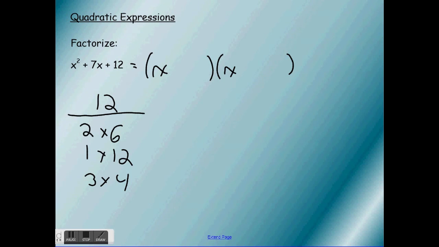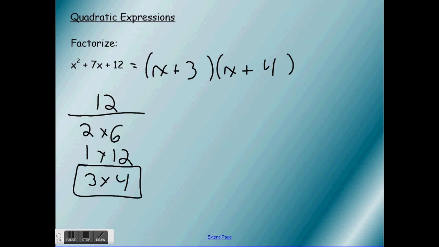Okay, so which of those pairs of numbers would I add together to give me 7? 3 and 4. Is it always the smallest one? Nope, it is not. It just happens to be in this case. And since this is positive, I know these are both positive, and I'm just going to add them together. Does it matter if you put 4 first or 3? Nope, it does not matter.